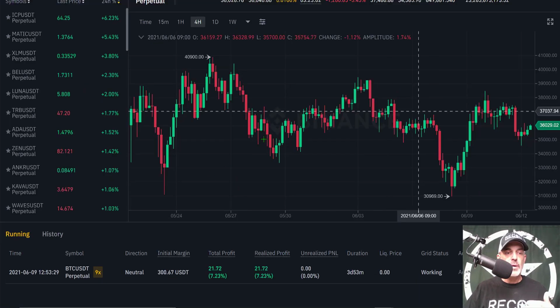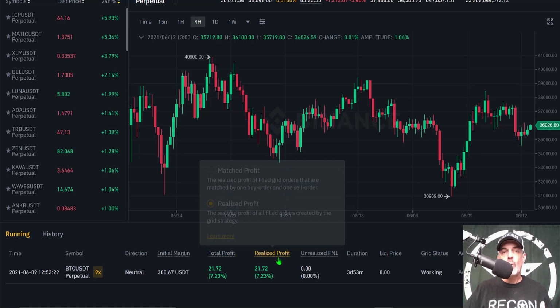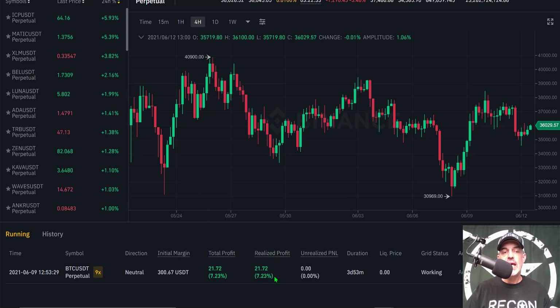Now, if we take a look down towards the bottom of the screen, you'll see my currently running grid bot, which is the one I deployed 3 days ago. You can see the current duration is 3 days, 53 minutes, so almost 3 days and 1 hour. And so far, the realized profit for that bot is 7.23%. So just over 7%, or about 2% profit per day.